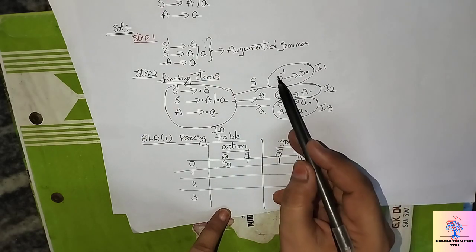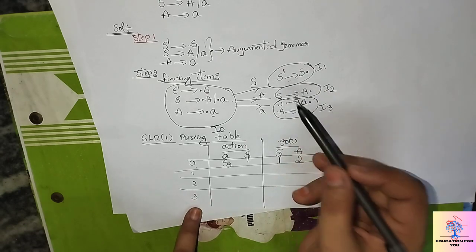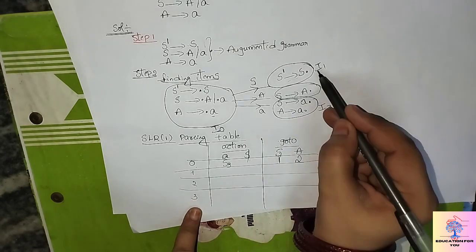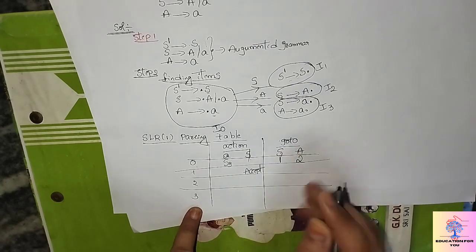So this is the augmented grammar. S' is going to produce S, this is the start production, right? So at the dollar position, this is I1, right? You have to mention accept.